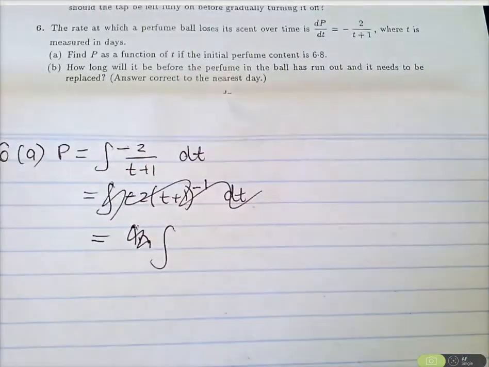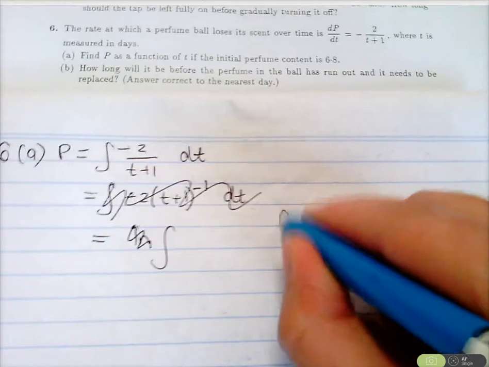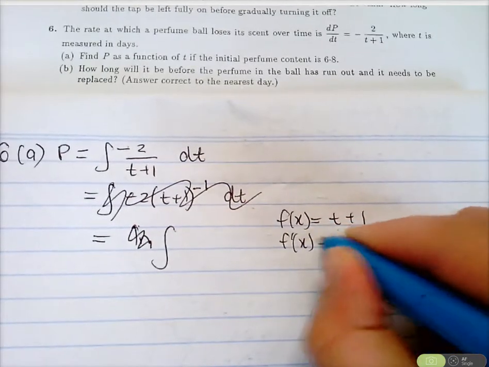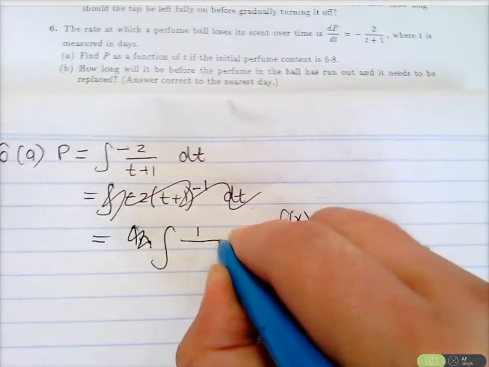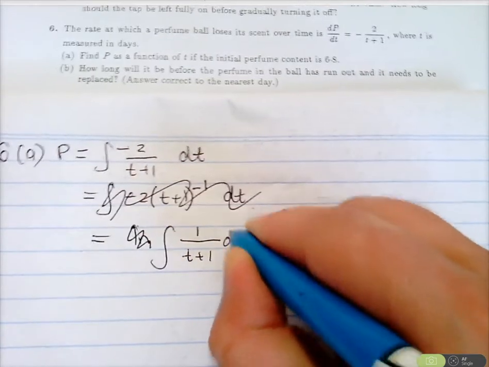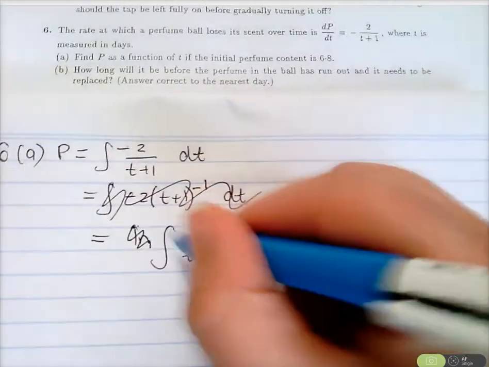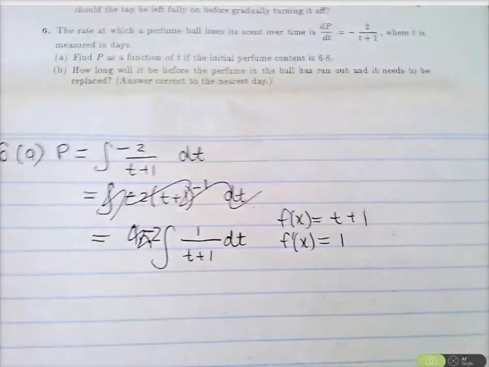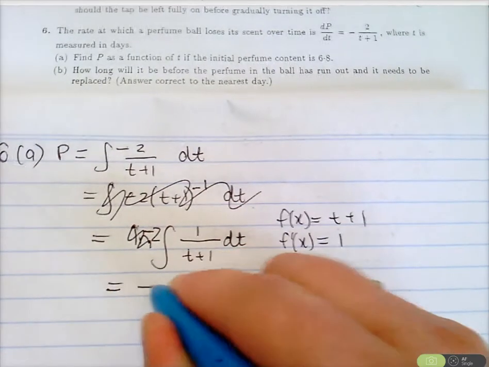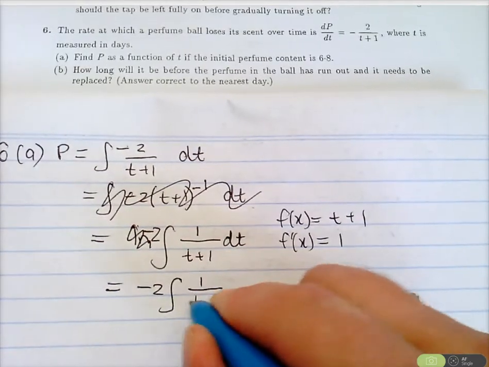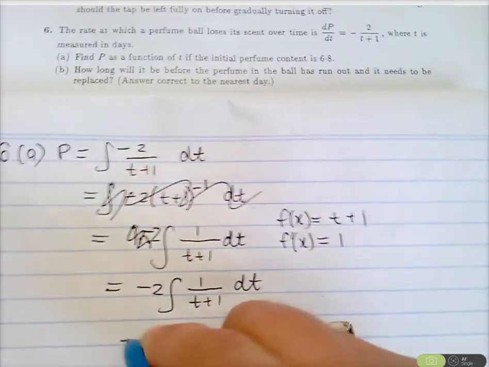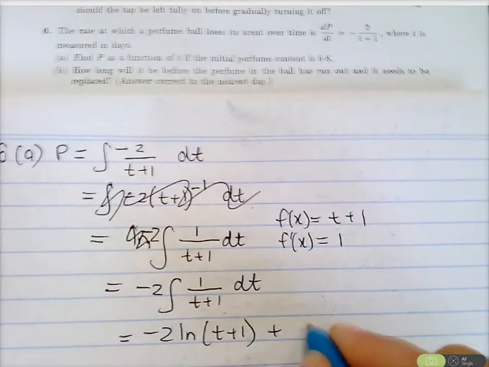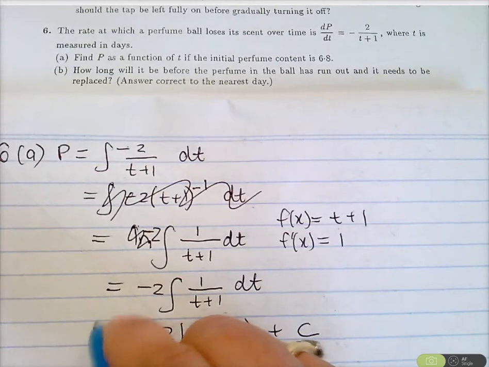So if you're integrating a fraction, you've got to look for logs. The function f(x) is t plus 1, f dashed x is 1. So you know how to integrate 1 over t plus 1, but the problem is we don't have that. So how do I make this look like that? I just put a negative 2 out the front. So I'm doing the integral of negative 2 times 1 over t plus 1 dt, which is negative 2 ln(t plus 1) plus c. That's the integral.